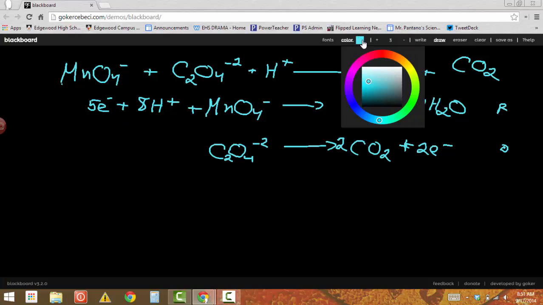Finally, we need to make sure that we have the same number of electrons on both sides. So I'm going to do this in red.